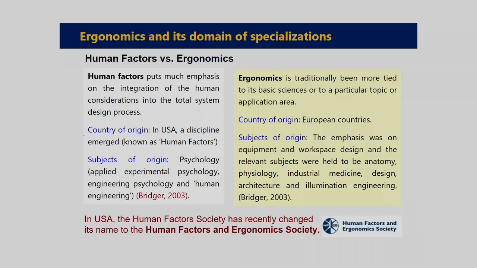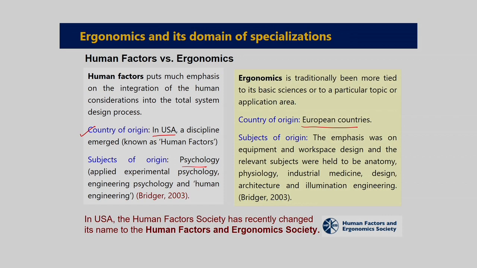In terms of country of origin, the subject human factors engineering, or human factors, evolved from the USA, United States of America. On the other hand, the subject ergonomics originated from European countries. Now, regarding the subjects of origin, what is the mother subject of human factors? The origin subject is mainly psychology, starting from a cognitive ergonomics perspective. Human factors evolved from a psychology background: applied experimental psychology, engineering psychology, human engineering.